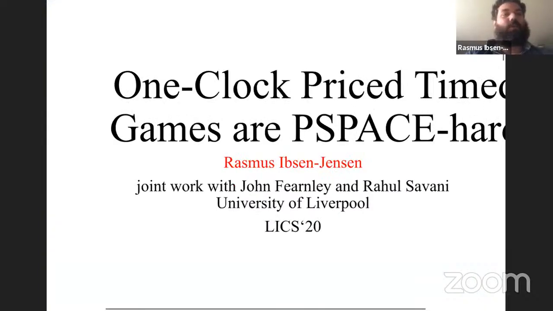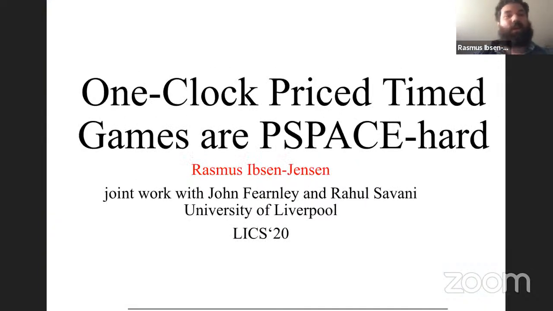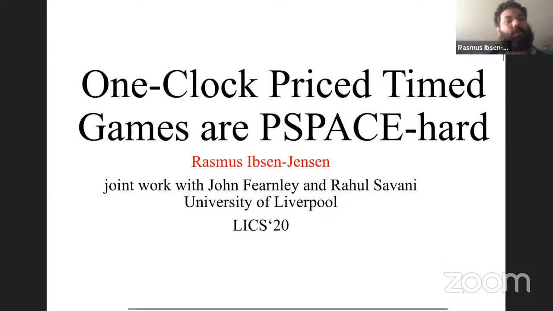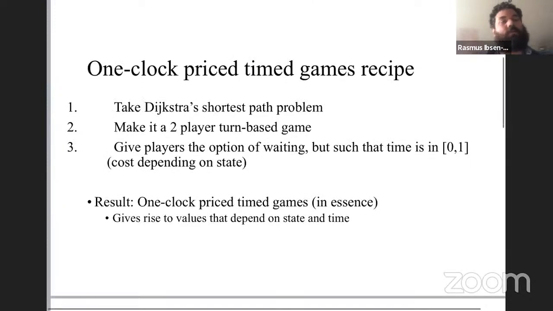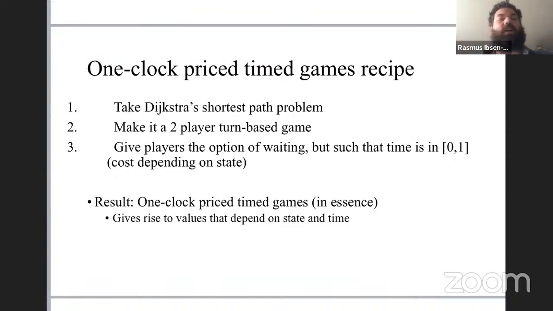So I'm talking about one-clock priced timed games, and we show that they are PSPACE-hard. So roughly speaking, what are these games? Well, you would take Dijkstra's shortest path problem, make it into a two-player game, and then you give the players the option of waiting, where the time stays between 0 and 1. And the cost then depends on the state, as in how much it costs to wait. And the result is basically that these one-clock priced timed games have values that depend on when you start in a state and which state you start in.